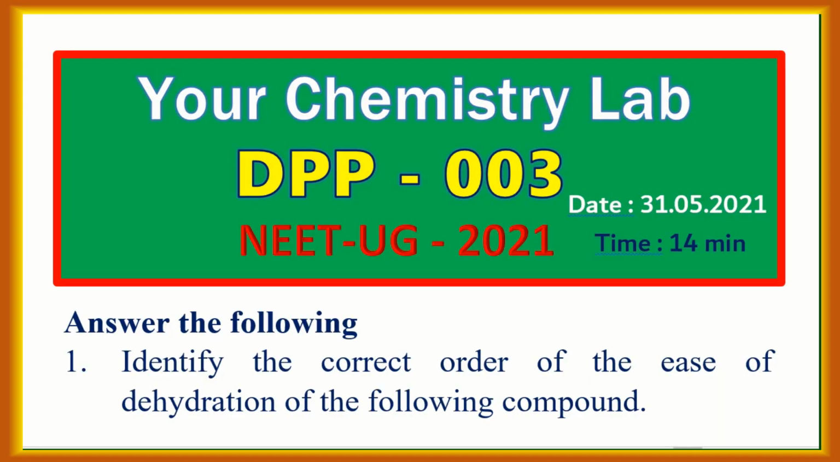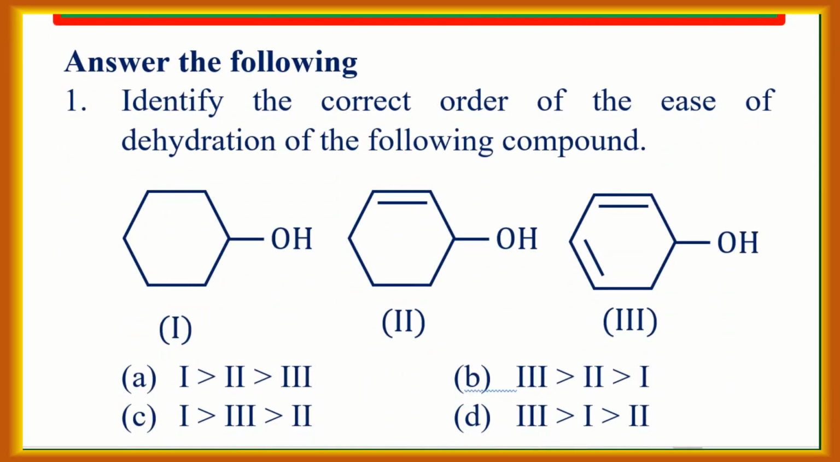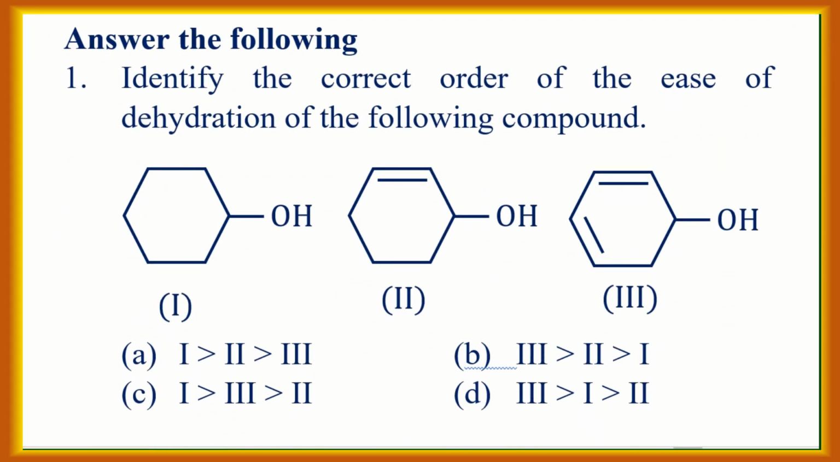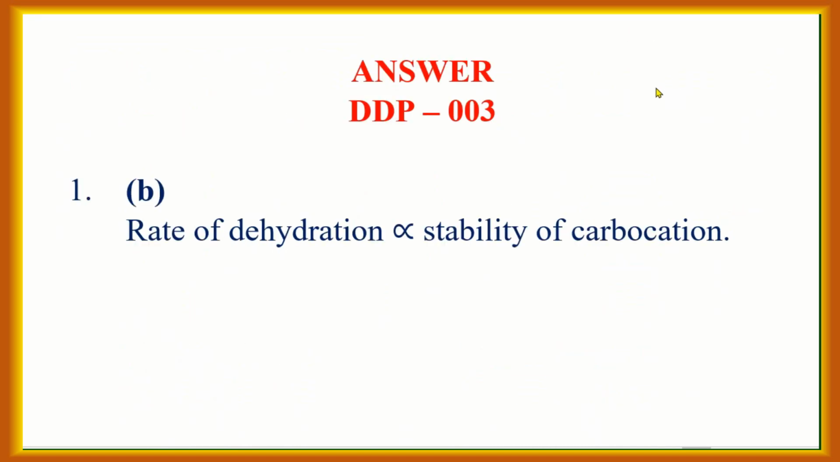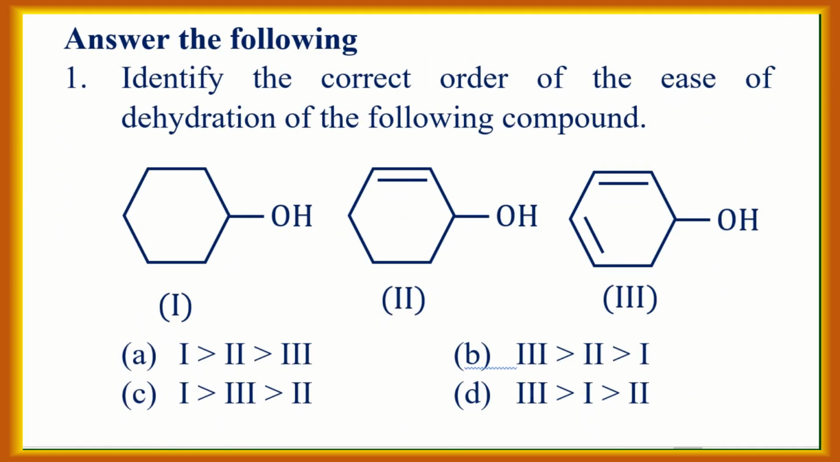Now DTP 003, published date 31st May 2021. First question: identify the correct order of the ease of dehydration of the following compounds. The answer is B. Rate of dehydration is directly proportional to the stability of the carbocation. Dehydration means removal of water, and it forms a carbocation.